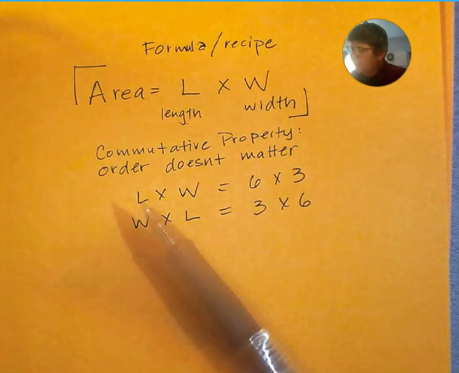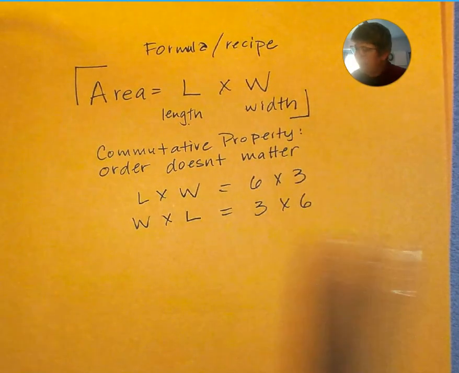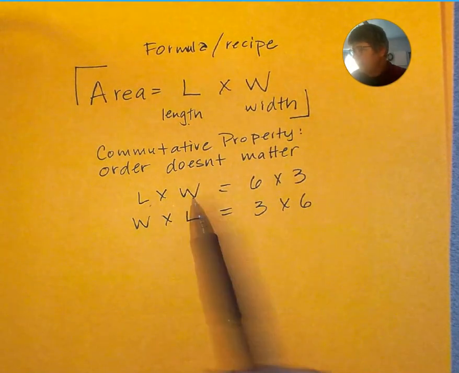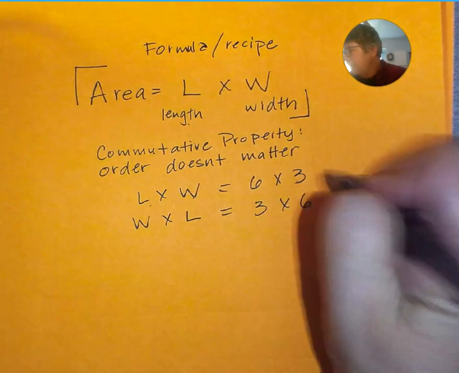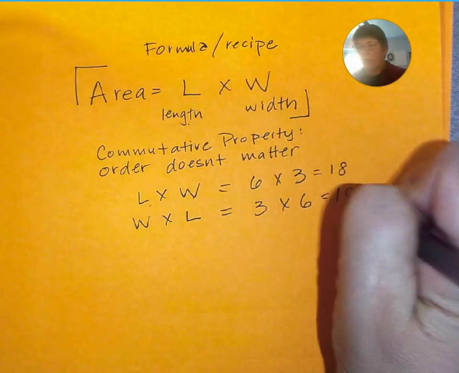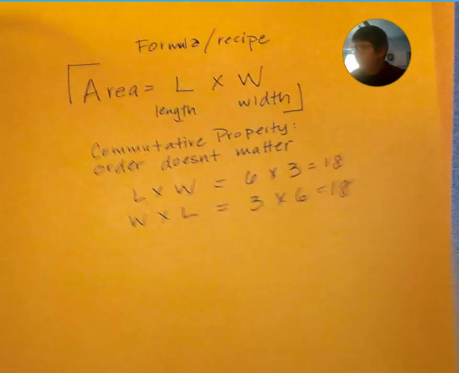And we're using the commutative property, which means our order doesn't matter. Because when we multiply length times width, 6 times 3, or width times length, 3 times 6, our answer is going to be 18 both times, right? So it does not matter which order you multiply them in. Got it? All right.